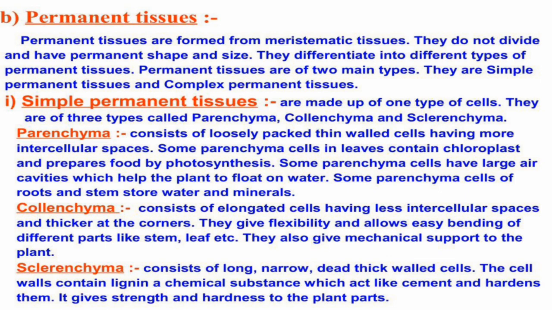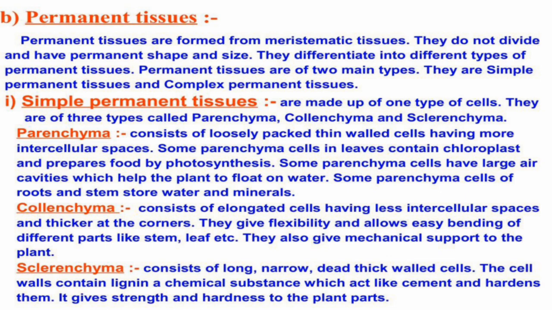Next, we come to the collenchyma. It consists of elongated cells having less intercellular spaces and thicker at the corners. They give flexibility and allow easy bending of the different parts like stem, leaf, etc. They also give mechanical support to the plants.